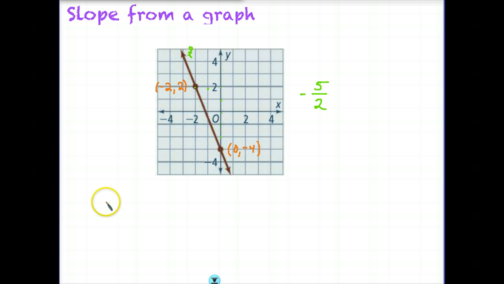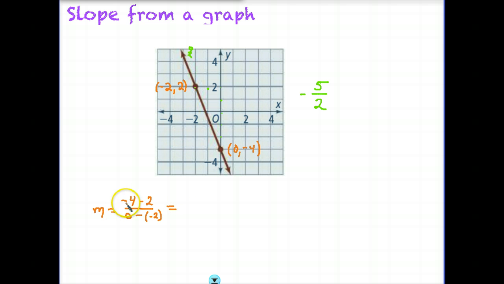If we use our equation, the change in y over the change in x, like we did before, y2 minus y1 over x2 minus x1, let's see what we get. So I'll go ahead and start with the ones down here. So -4 represents our y2, minus 2, which represents our y1. And then down here I have 0, which represents my x2, minus a -2, so I have a double negative here, and that represents my x1.